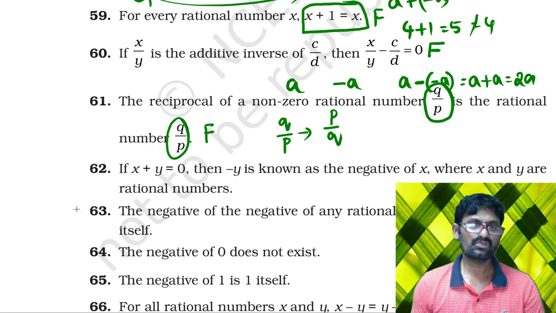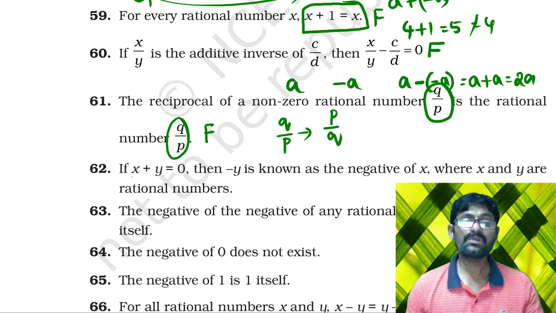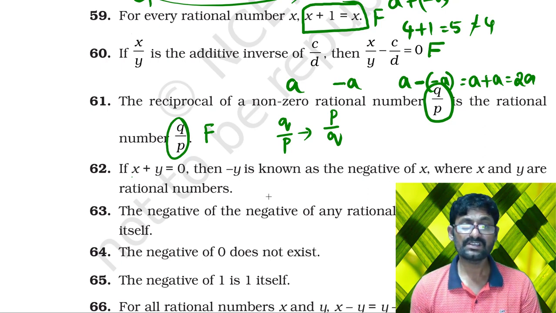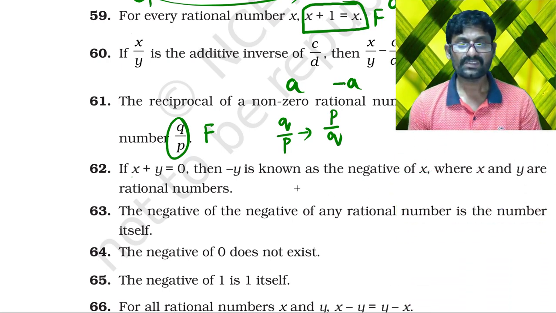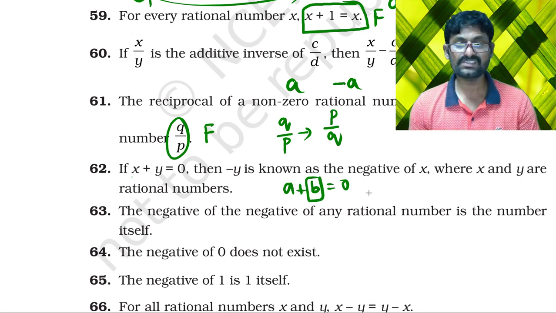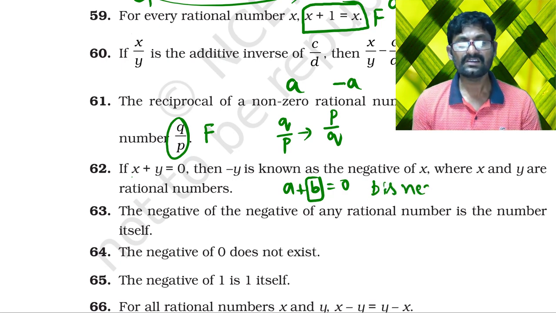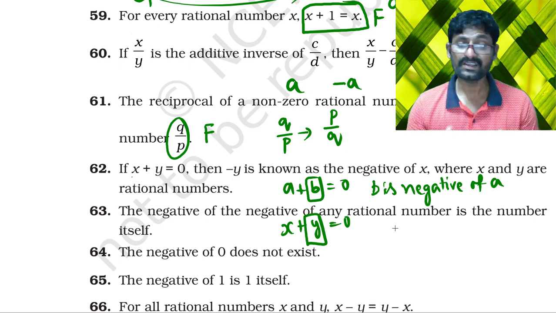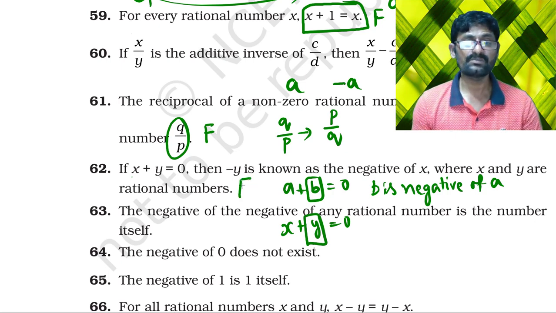Okay. Now let's go to 62. Problem number 62. If x plus y equal to 0, then negative y is known as negative of x, where x and y are rational numbers. Be sure here, don't get confused. If a plus b equal to 0, then b is negative of a, not minus b. Here also, if x plus y equal to 0, then y is negative of x, not negative y. So this is a false statement.